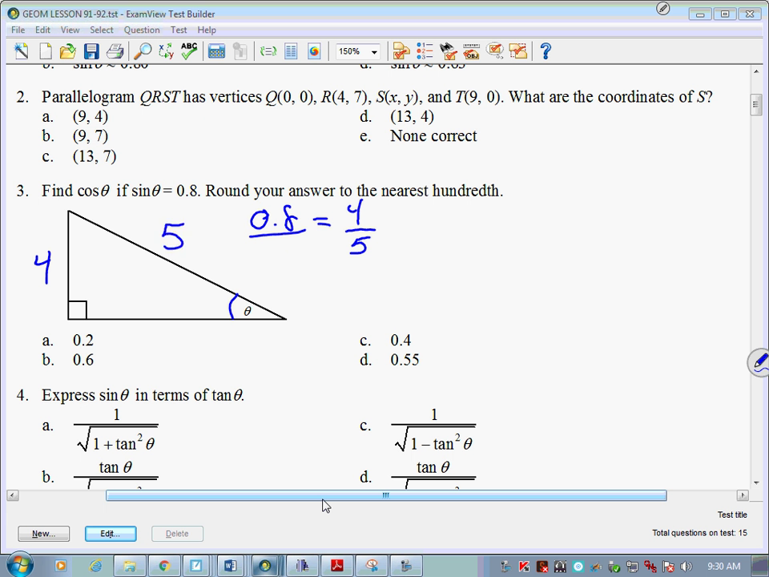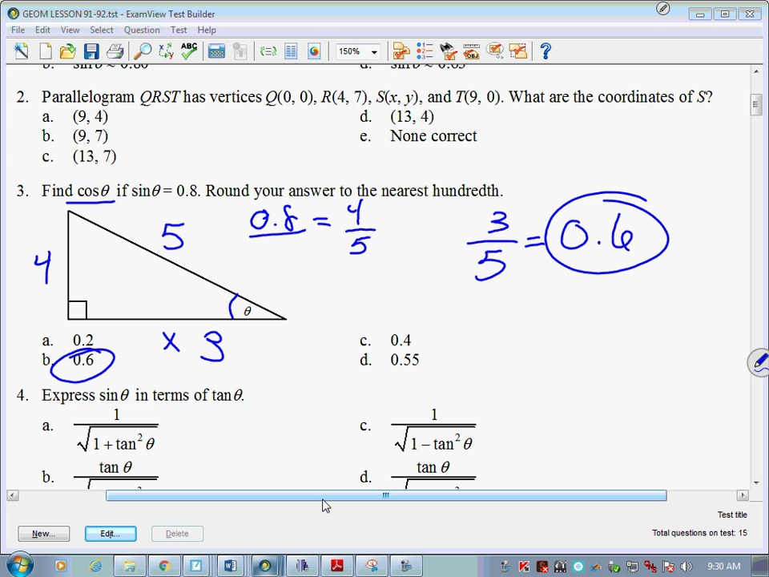Now, if we're looking for cosine, we need this side right here. What do we know that's going to be? 3. We should know it's going to be 3. If we didn't know that, could we do 4 squared plus b squared equals 5 squared? We'd get 25 on one end, 16 on the other, we'd subtract 16, we'd get 9, and the square root of 9 is 3. But because we're looking for cosine, cosine in this case is 3/5. What's 3/5? 0.6. Okay, 0.6 is my cosine.